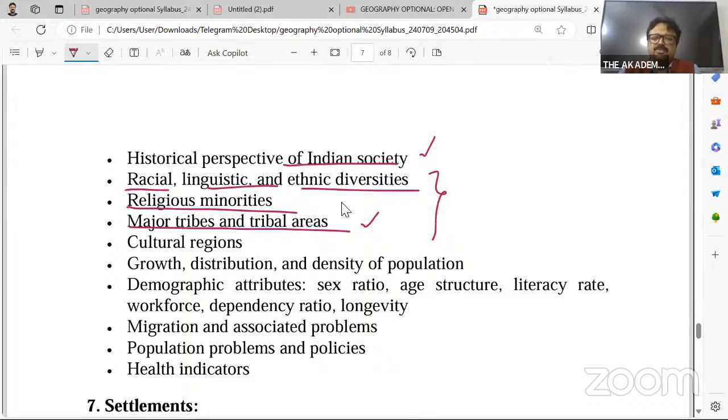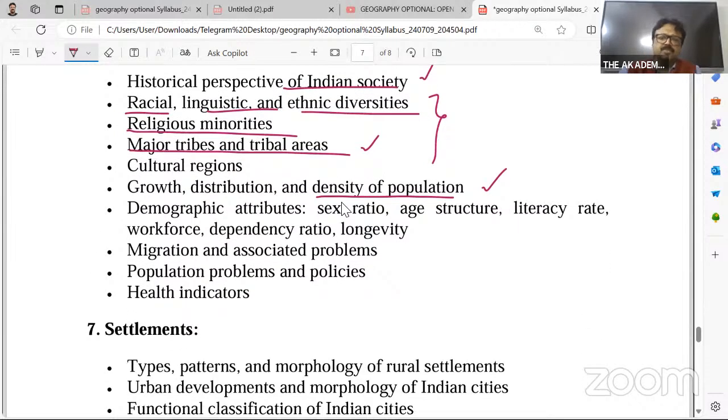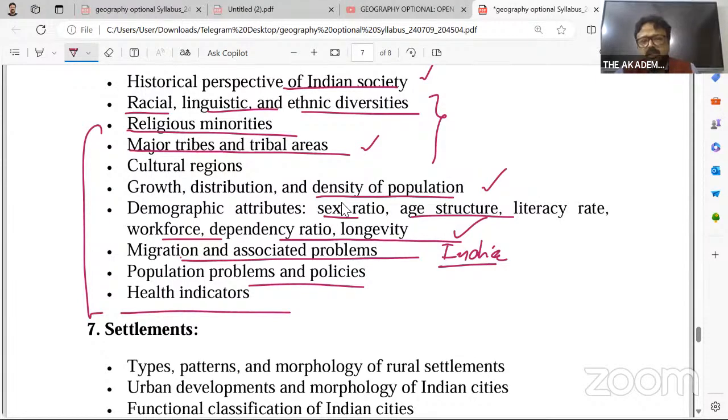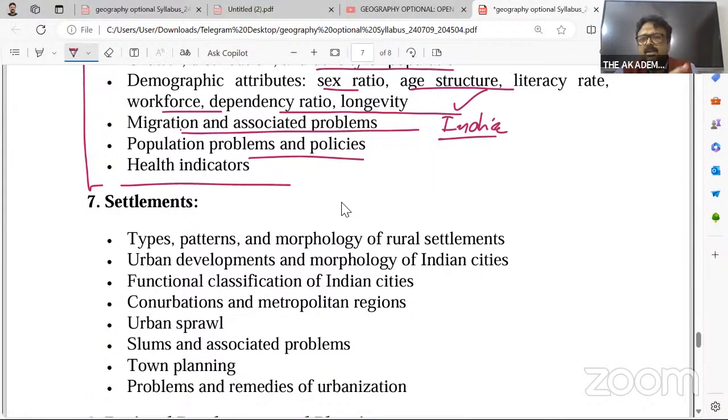Cultural region, growth, distribution, and density of population, the attributes of demography, demographic attributes, sex ratio, age structure, literacy, workforce, dependency ratio, longevity, etc., migration and associated problem pertaining to India. So all these topics will be discussed with paper one, which we were studying there, and we will go for India specific study. Right? Population problem and policy, health indicator, again, human development index and all those things will be discussed in this topic and it is quite common with paper one.